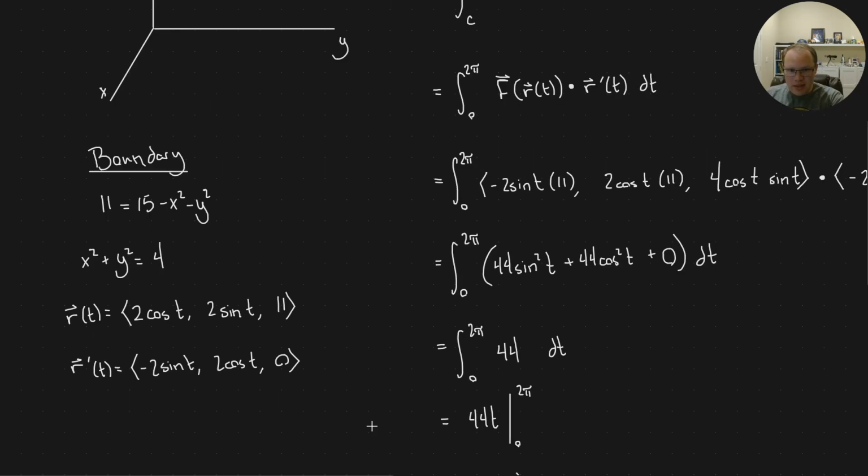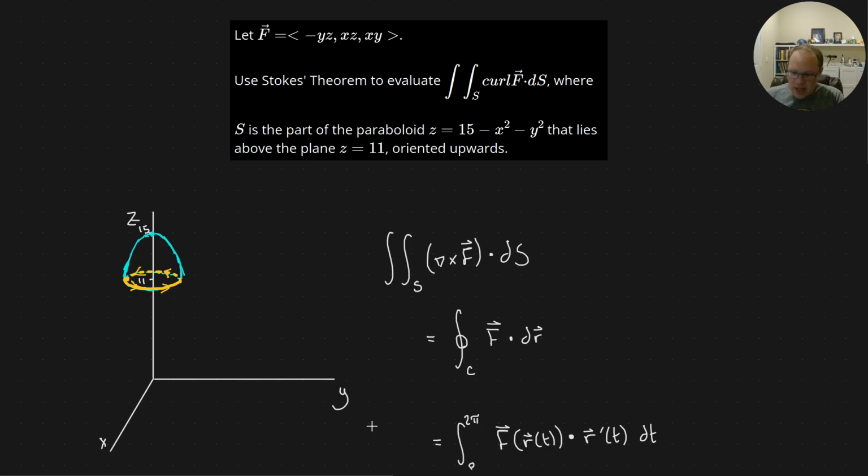Okay? We did it using Stokes' Theorem. Instead of calculating the surface integral directly, we opted for using the circulation around the boundary of the surface. And that made the problem probably quite a bit easier.